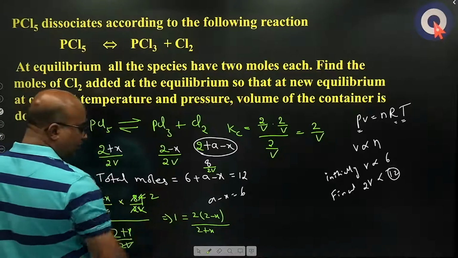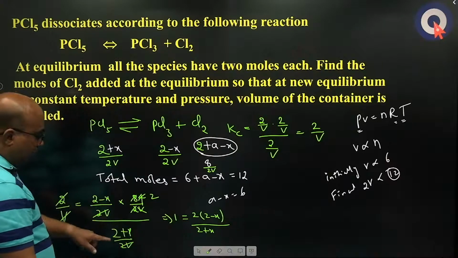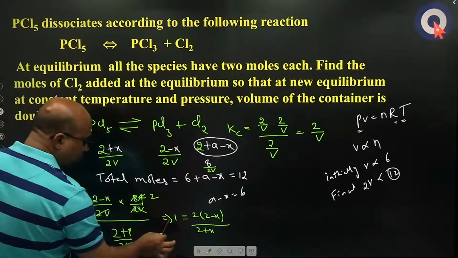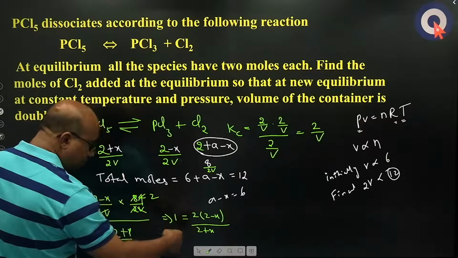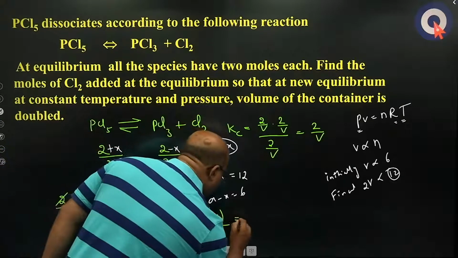So what is x? Overall you will get this is 2 plus x. See carefully, this is 2, this is 2 minus x. So this is 2 plus x is equal to this, this is 4 minus 2x. So if you take 4x here and 2 here, so it is nothing but now 5x.